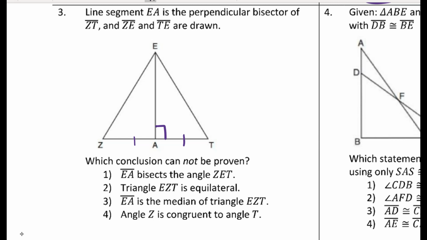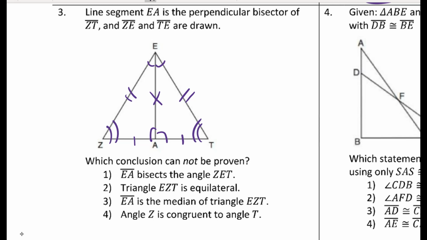Well, even if I'm looking at this picture right here, I know that EA is reflexive, so these two triangles, ZEA and TEA, should be congruent by side angle side because they have ZA and AT congruent, and EA is congruent and they have two congruent right angles. So all the corresponding pieces should be congruent. This angle should be congruent to that angle by CPCTC. That side should be congruent to that side, again by CPCTC. And those base angles should be congruent as well.